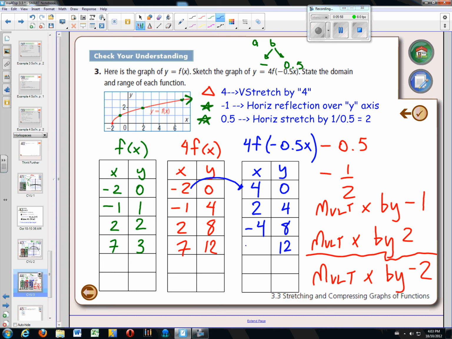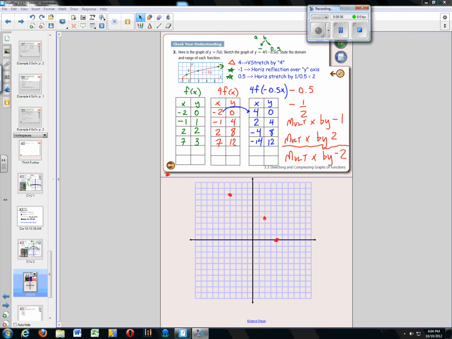We now need to plot those values. Okay, so I've got my grid now, and I need to plot those values. So I plotted 4, 0 here, +2, 4 here, -4, 8 here, and -14, 12 falls off the grid, but I've got enough room. I'll put it over here. Notice this is a bending ray that originally went over here to the right. Since this was a horizontal reflection, it must go to the left. So I know that it goes this way. I connect it with a smooth curve. I put my arrow on the end and just step back and look at it now.